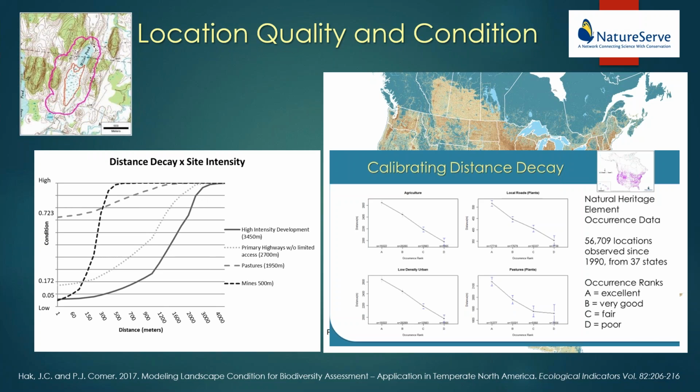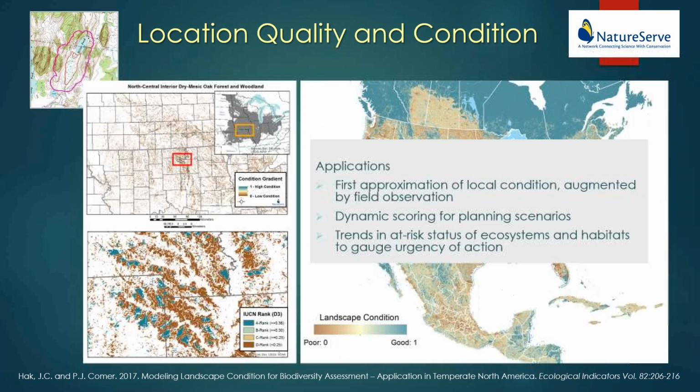So this is an example of developing that sort of spatial model that one can use for these kinds of purposes. And so in this sense, it could be used as a first approximation of local condition, which we would ideally be augmenting with field observations. We might use this in more of a dynamic planning process where we're trying to really understand the possible scenarios of land use into the future and what its impact might be. And certainly in this case, it's very applicable to giving us this initial sense of scoring of condition across the distribution of a type that we might use in a red listing process like this.